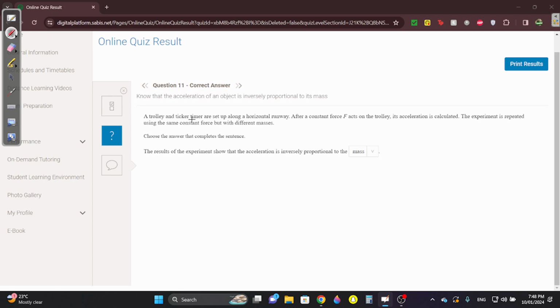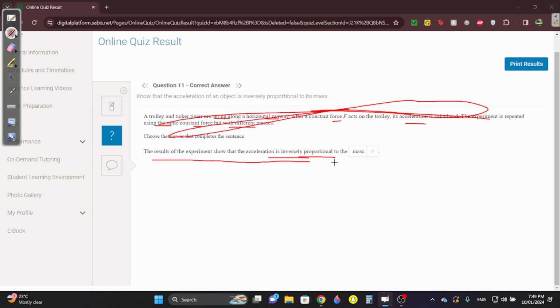A trolley and ticker timer are set along a horizontal runway. A constant force F acts on the trolley. Acceleration is calculated. The experiment is repeated using the same constant force but with different masses. You don't need to know all this, but the results of the experiment show that acceleration is inversely proportional to what?